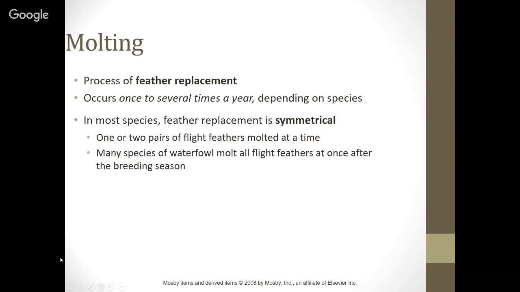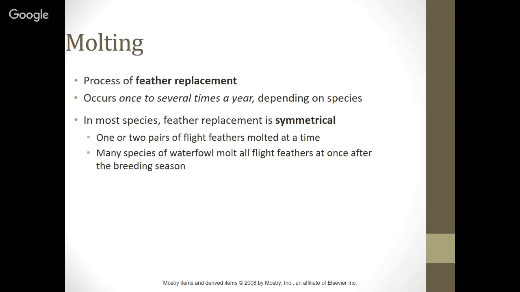Molting is a process of feather replacement, and it occurs once to several times a year. It depends on species. So if people say, oh my gosh, my bird is losing all its feathers, it could be a normal molting period. In most species, feather replacement is symmetrical, so they will have one or two pairs of flight feathers that will fall out on either side, and then they will grow out at the same time.